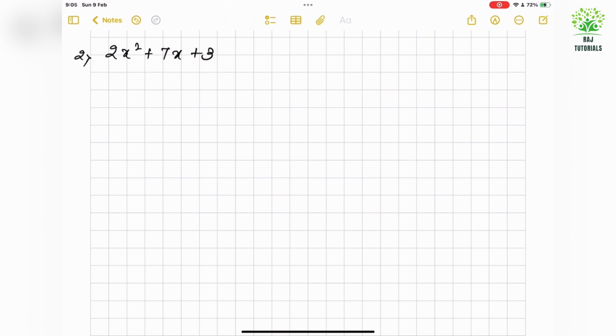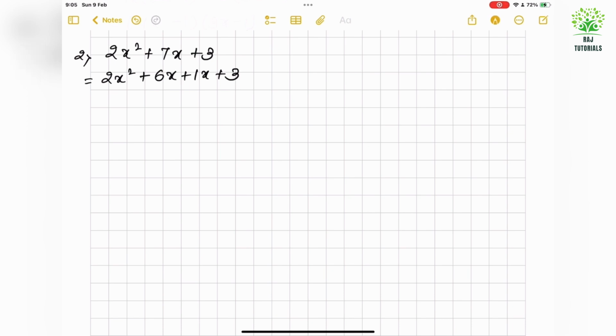Now the next one is 2x square plus 7x plus 3. So 2 threes are 6. So I need factors of 6 whose sum comes as 7. So I can have 2x square plus 6x plus 1x plus 3.